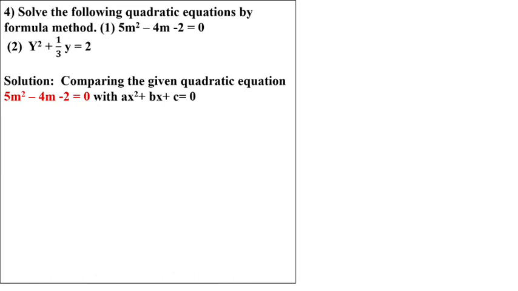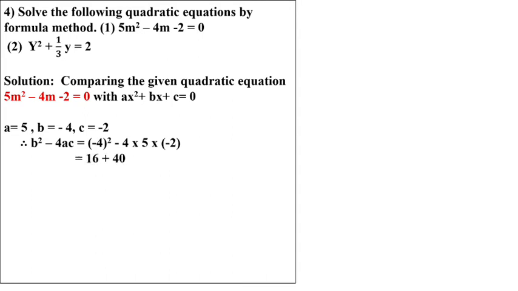Comparing the given quadratic equation with ax square plus bx plus c equal to 0, we will find the value of a, b, c. Here a we get 5, b is minus 4 and c is minus 2. So formula method here we have to use. We will find the value of b square minus 4ac first. The value of b is minus 4 square minus 4 into a value is 5 and the c value is minus 2. So square of minus 4 is 16, plus 4 5 is 20, 22 is 40. So here we get 56.